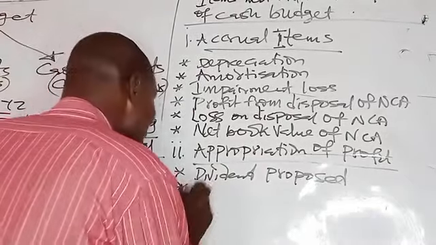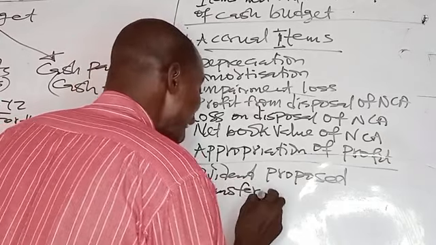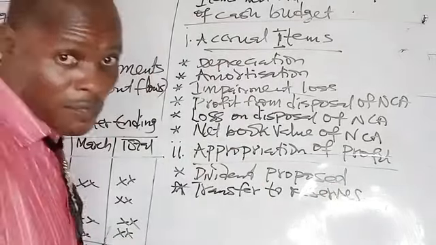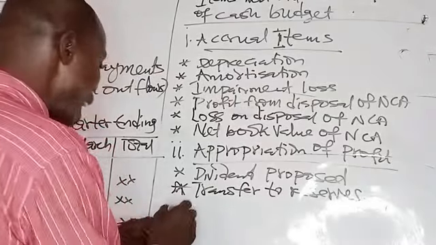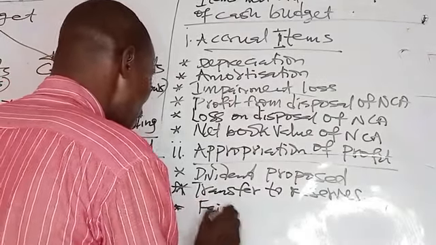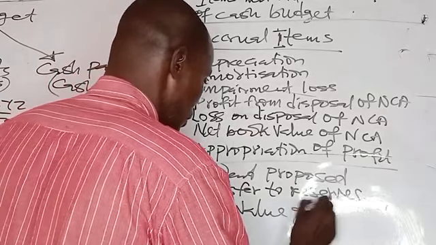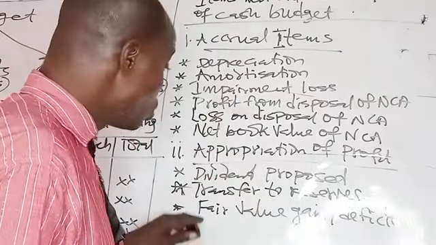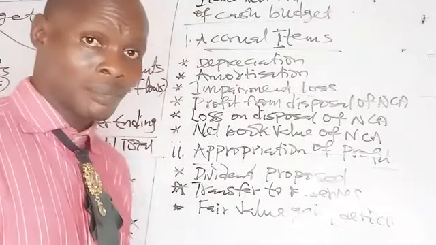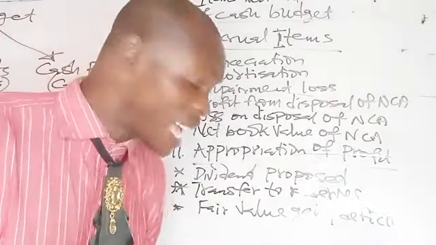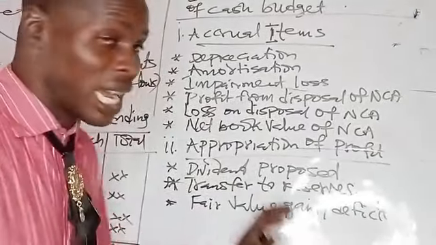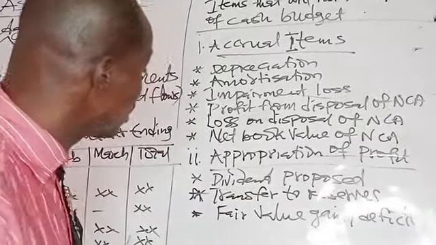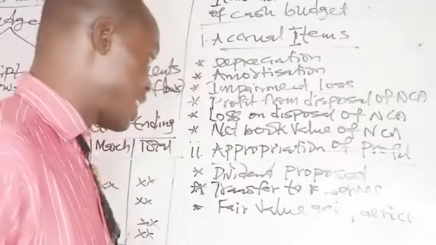Number 3, transfer to reserves. Transfers to reserves does not involve flows of cash. It's just an appropriation of profit. Items such as fair value gain or deficit should not be recorded into the cash budget. Take note of that. Items that do not involve the flows of cash should not be recorded into the cash budget. So, these are the examples of items that will not be recorded in the cash budget.